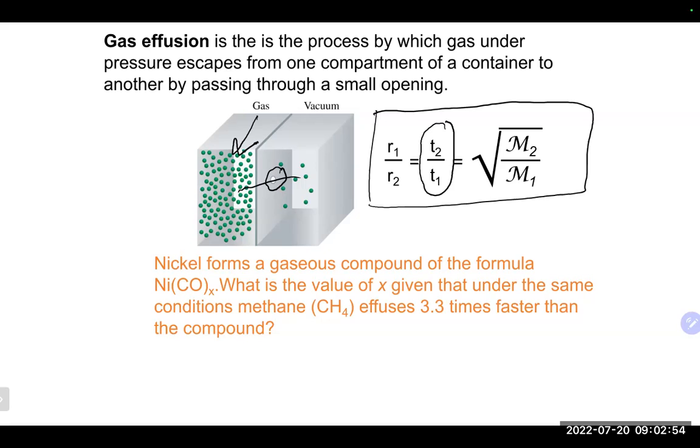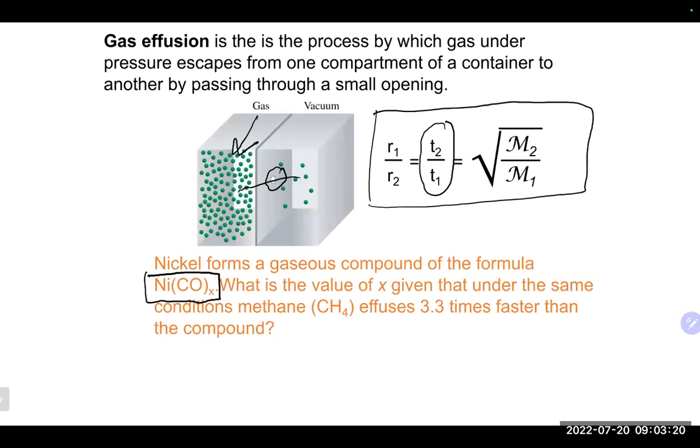So we could use this sort of formula to help us figure out what the actual compound we're dealing with is, since we know how it compares to methane. If we take a look at this here, we have R1 over R2 is equal to the square root of the molar masses of our first and second compound. And it was 3.3 times, right?